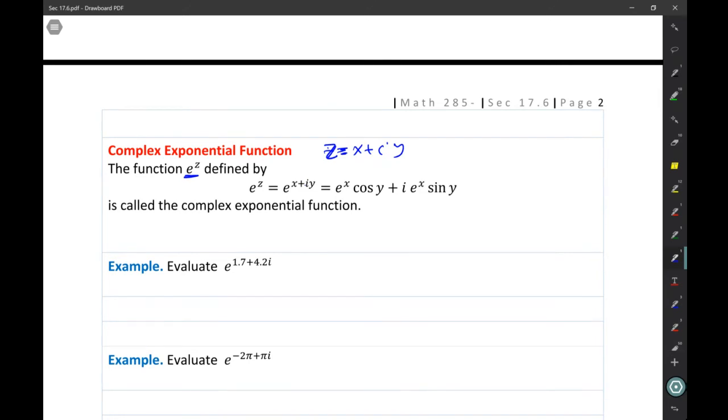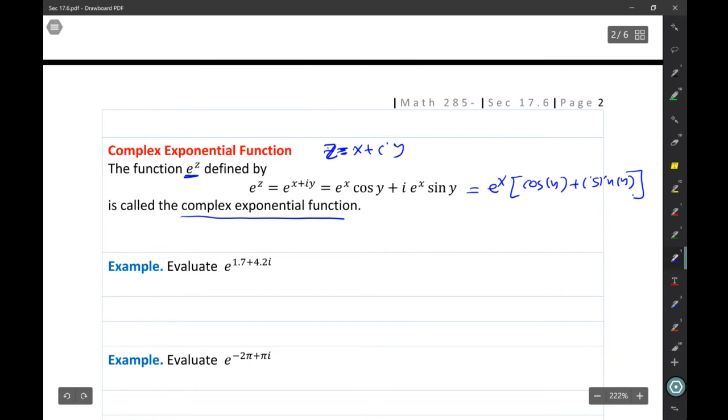We already discussed this definition before. Now, because this one here basically is equal to e to the power x times cosine y plus i sine y. This is called the complex exponential function. Now the domain of e to the power z is the set of all complex numbers. The domain of the exponential function is the set of all complex numbers.